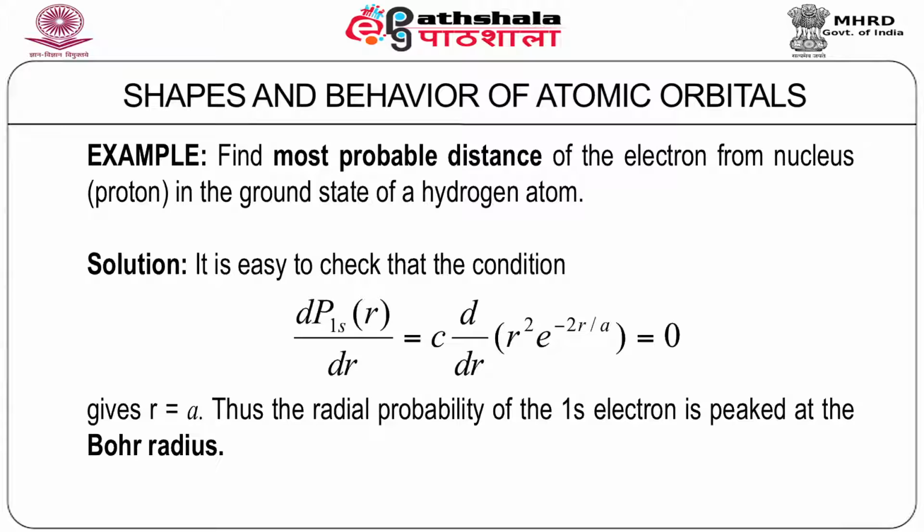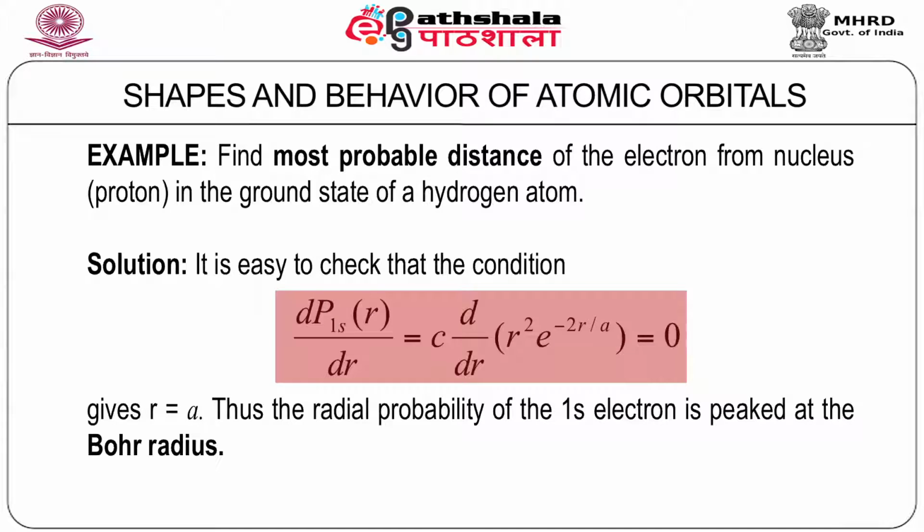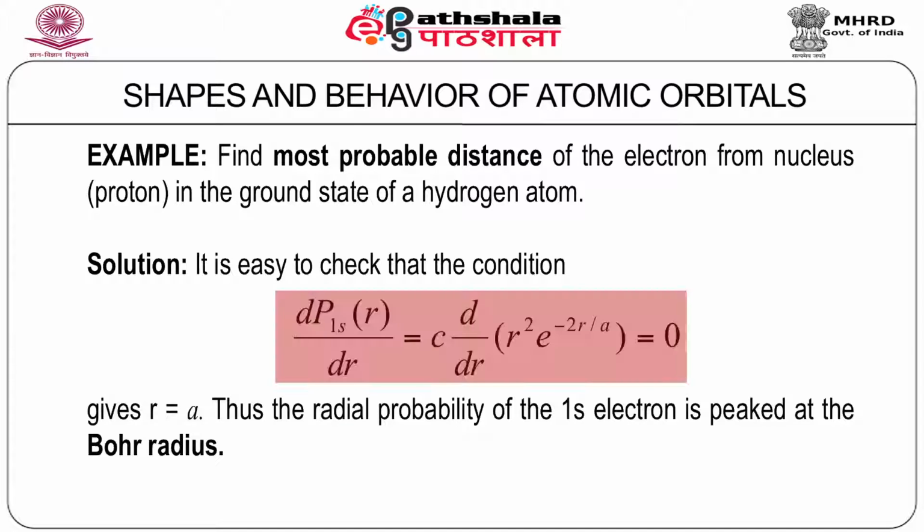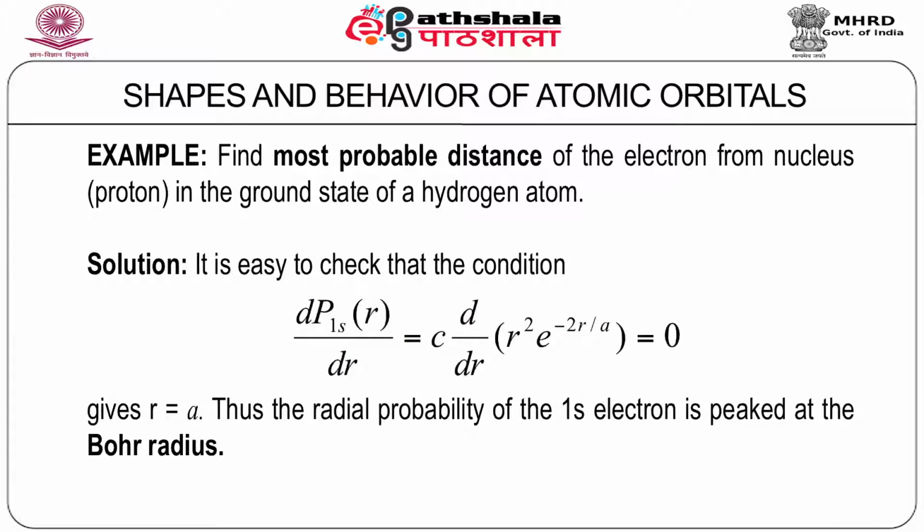Well, in order to find the most probable distance, you have to differentiate this probability function with respect to r, okay, and put it to 0. So the probability function is, you leave out this constant, basically r square into e to the power minus 2r by a. So you differentiate that with respect to r and put it equal to 0.